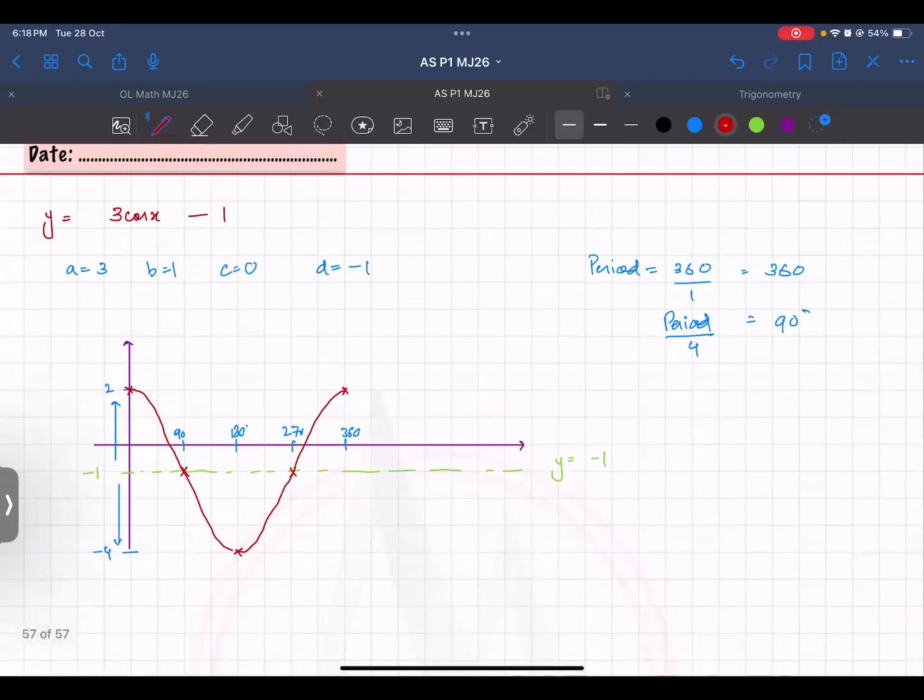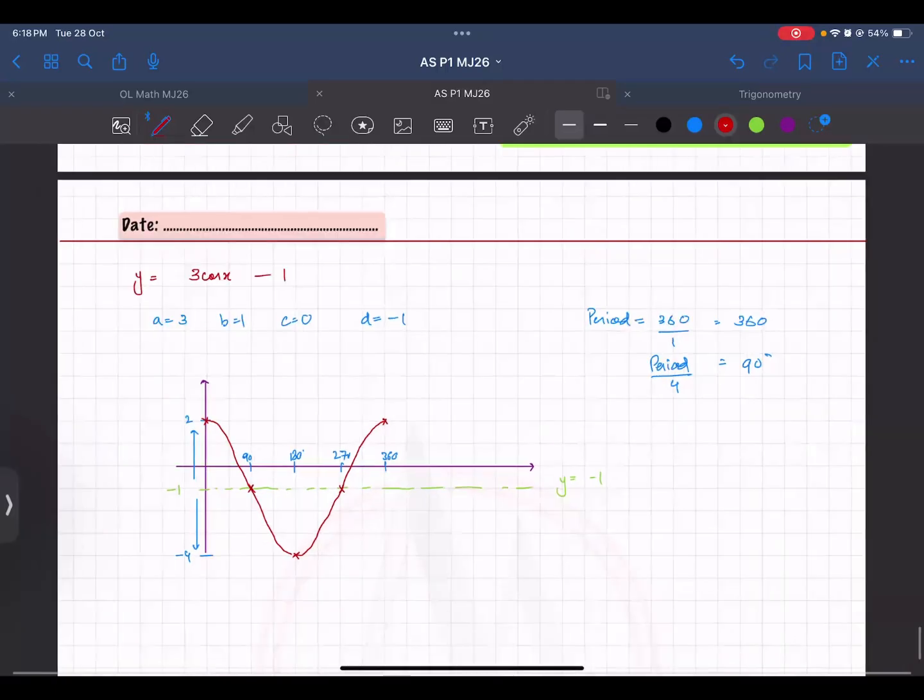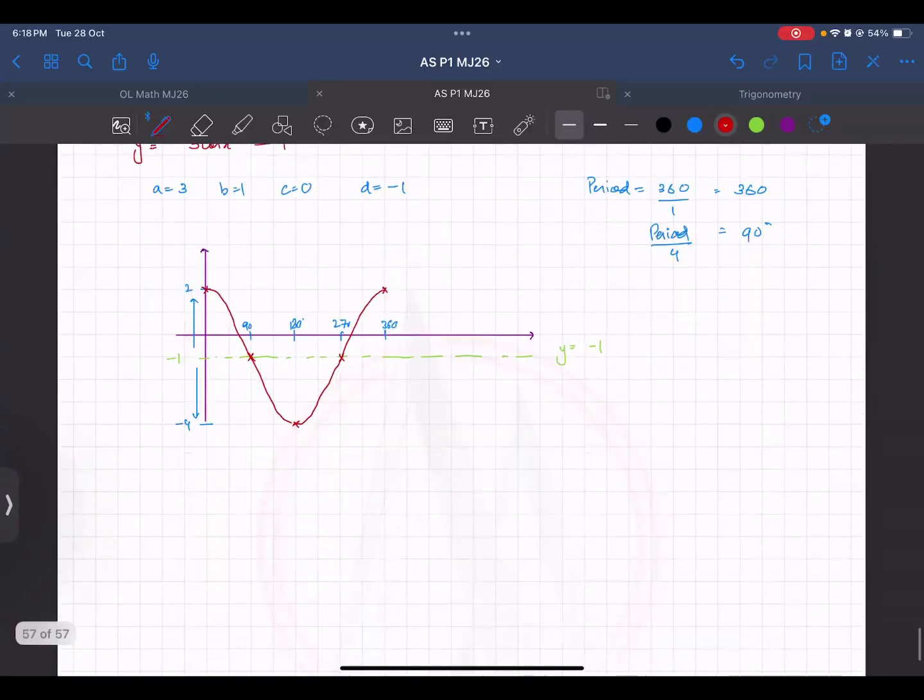Any questions, anyone? Understood? First step, mean line. Second step, period. Third step, amplitude. Fourth step, plotting, and then joining. Let's do another one.